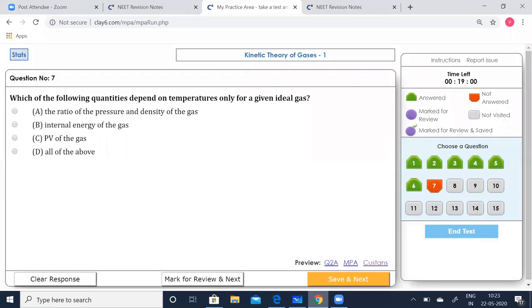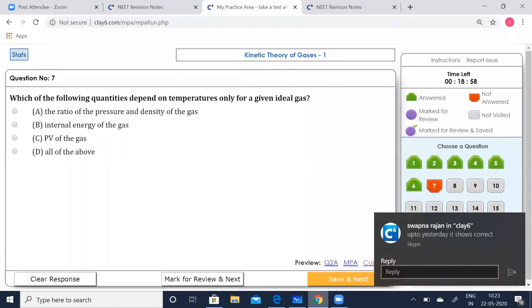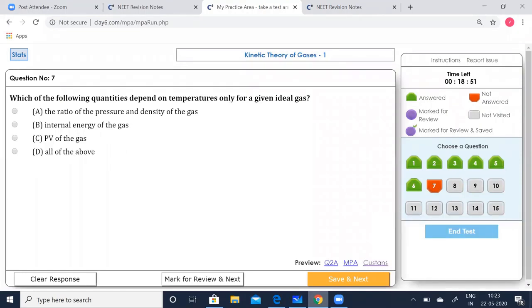Now he's asking what it depends upon: the temperature of the gas, the ratio of the pressure and the density of the gas, internal energy, PV of the gas, or all of the above. So you can see that it is going to be the ratio of the pressure and the density of the gas. All right, so option A is correct. Save that. Go to the next.